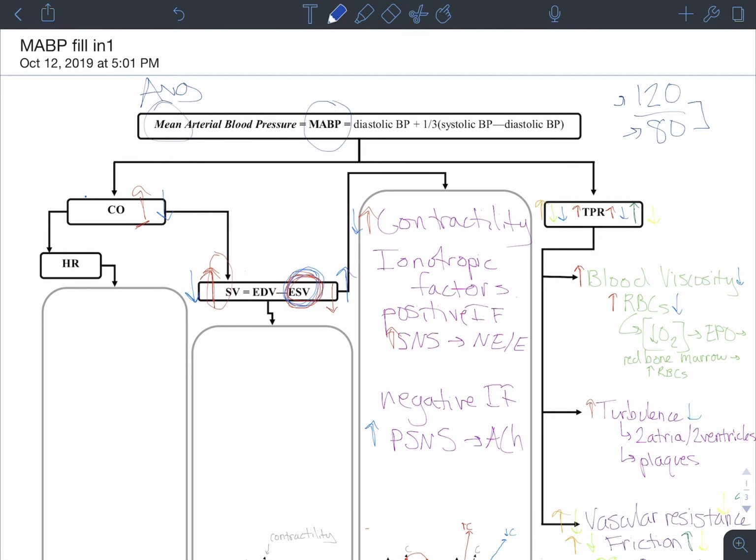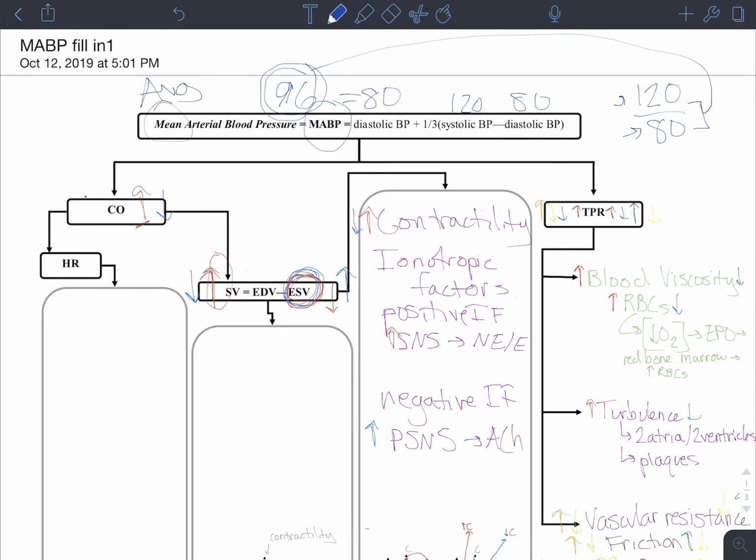Okay, so we can take these numbers. Diastolic is 80, plus 1/3 times systolic minus diastolic, 120 minus 80 is 40, times 1/3 is about 13, so 80 plus 13 is about 93. Maybe my math is off, but it's close. All right, so mean arterial blood pressure is about 93, that seems reasonable.